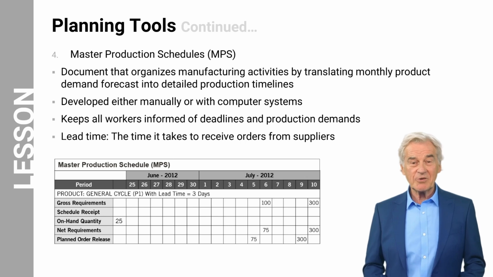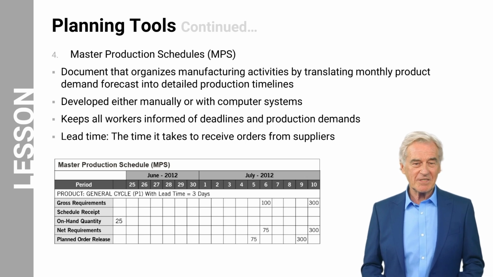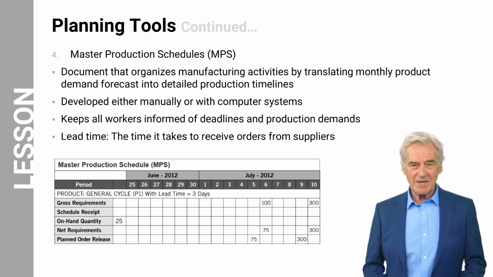Master production schedules, abbreviated as MPS, are documents in which manufacturing production is organized and planned depending on the monthly demand for products. An MPS can either be done manually or can be generated by a computer. The MPS keeps all workers informed of deadlines and other production demands. It is an effective recording tool that helps workflow. An example of a master production schedule can be seen on this slide.